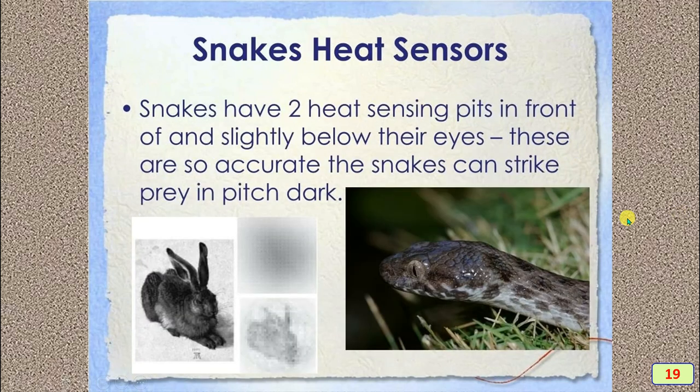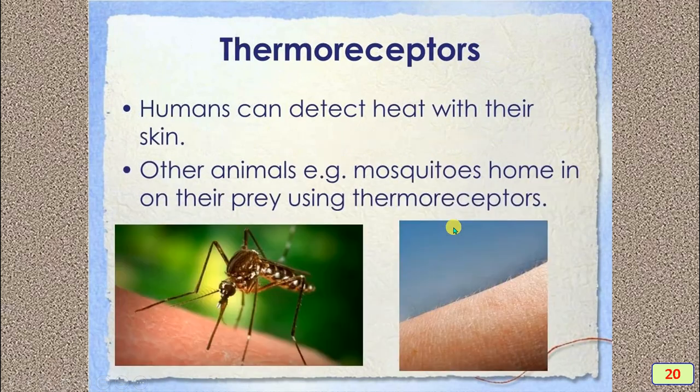Hence, the snake's heat sensors are two heat-sensing pits in front of and slightly below their eyes, and these are so accurate that the snake can strike prey in pitch dark also. They have very good vision, and the thermoreceptors are there especially for heat detection in the skin. Some animals like mosquitoes home in on their prey using thermoreceptors.